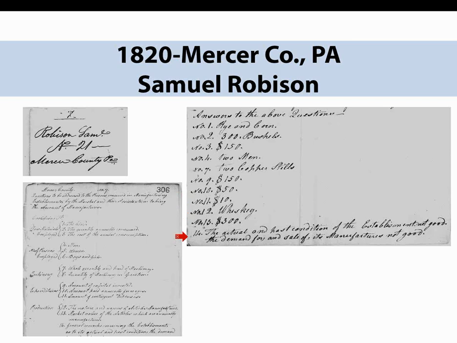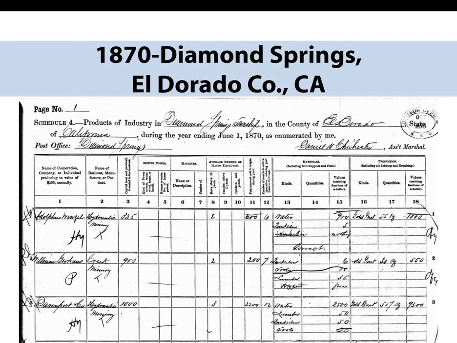There's also this lovely section that allows for comments. And the enumerator said the actual and past condition of the establishment is not good. The demand for and sale of its manufacturer, not good. Which is humorous, but I guess not for Samuel Robinson because he has a failing business, which is not good. But wonderful information coming from the 1820 census where normally you don't get much of anything.